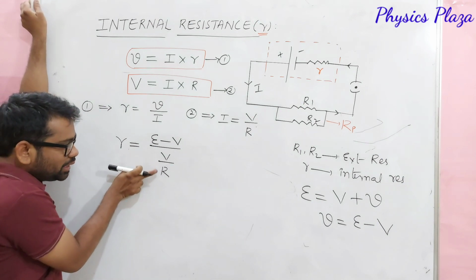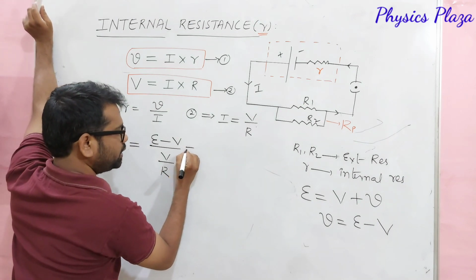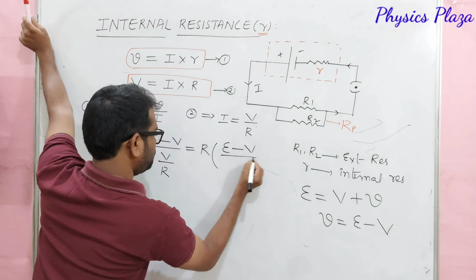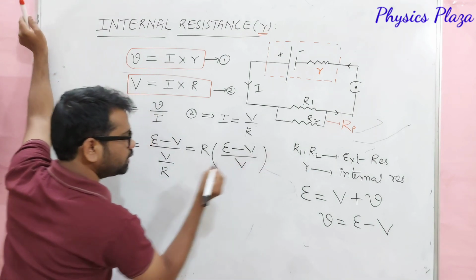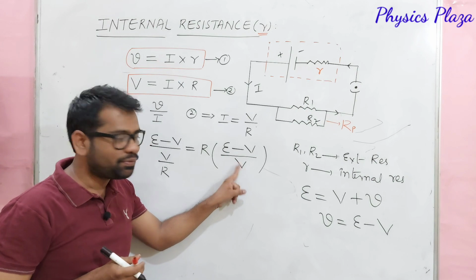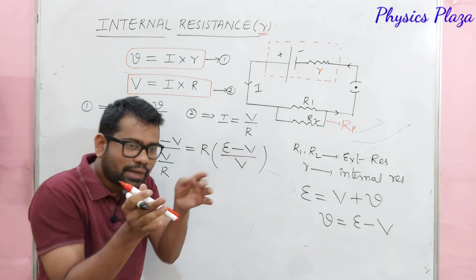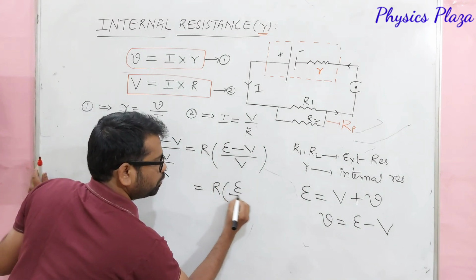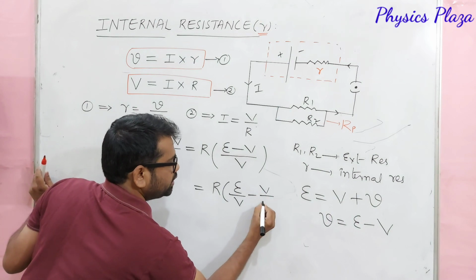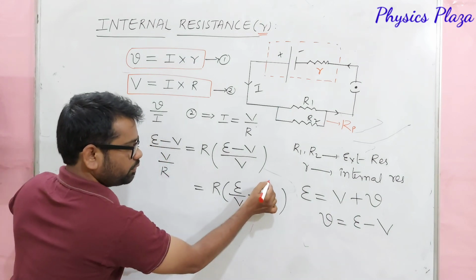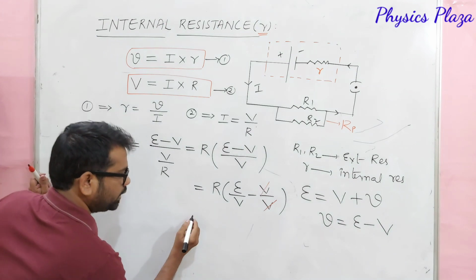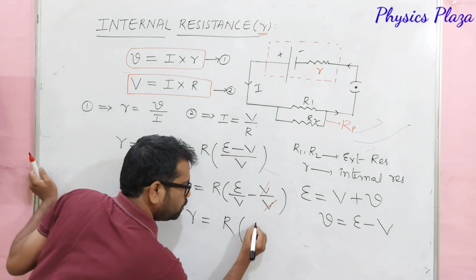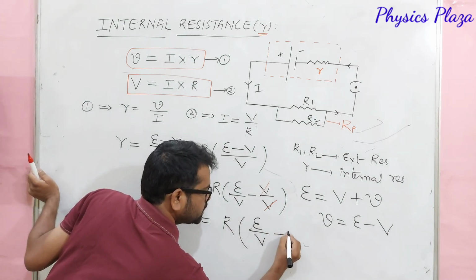Now, teacher, the denominator becomes the numerator. So it will be R into epsilon minus V, divided by capital V. Children, this V is a common LCM for both terms. So let us write separately. Then we will get R into epsilon by V minus V by V. So here, dear children, V gets cancelled. So what is left here? Small r is equal to capital R into epsilon by V minus 1.